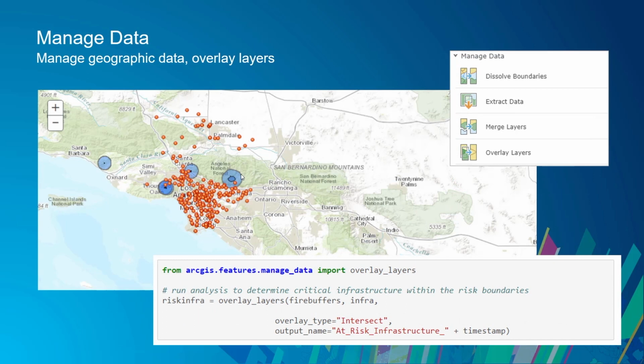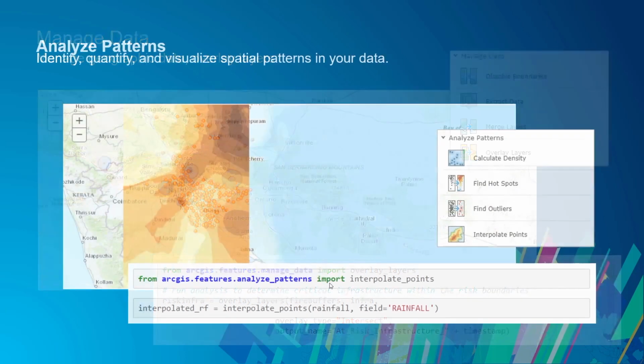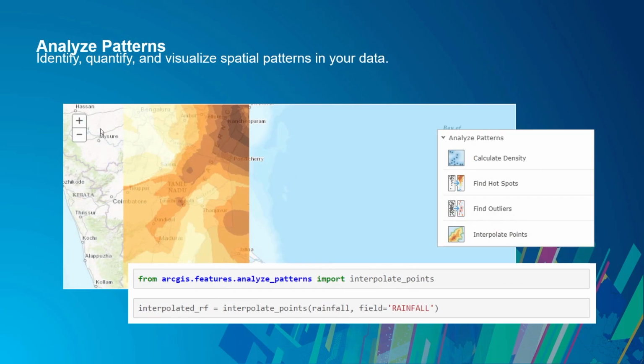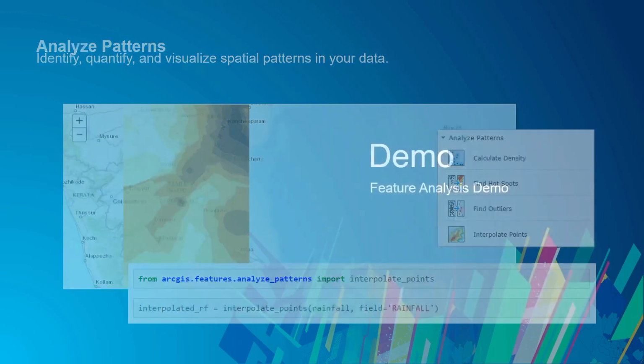And we can manage data as well, and this allows us to do those more geographic operations such as dissolve, extract, merge, and overlay. We see that here by calling overlay layers, passing in our information with intersect, and it saves the data out to a hosted feature service layer. And then we can also interpolate points, find hotspots, find outliers, and calculate density. We can take point data, and let's say we have a category like rainfall, and create that continuous surface for the area where our points are based on some extent.